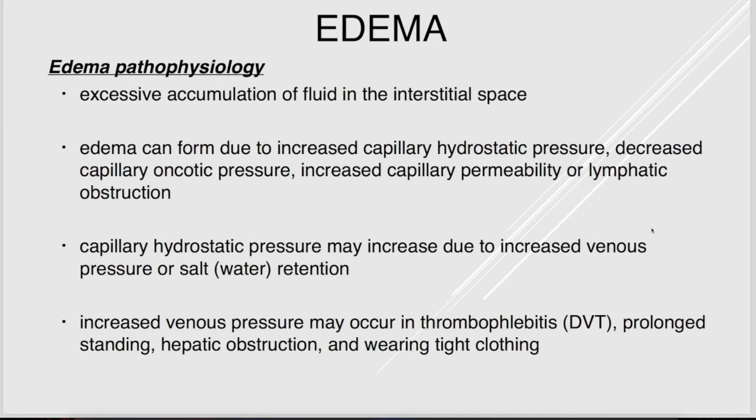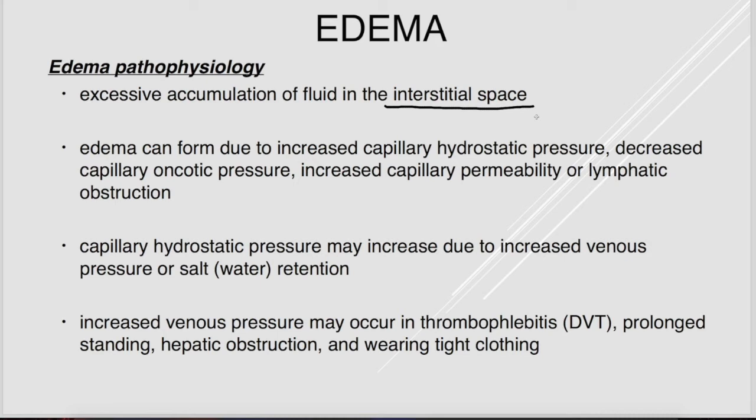Then we talked about edema. So this is excessive accumulation of fluid in the interstitial space. So that's an important part. This is fluid that's accumulating in the interstitial space, not inside the cells. Now, this can be due to a number of factors, one being capillary hydrostatic pressure increases or decreases in capillary oncotic pressure, obstruction of the lymphatics, that's called lymphedema, or increased capillary permeability, which we see in inflammation.